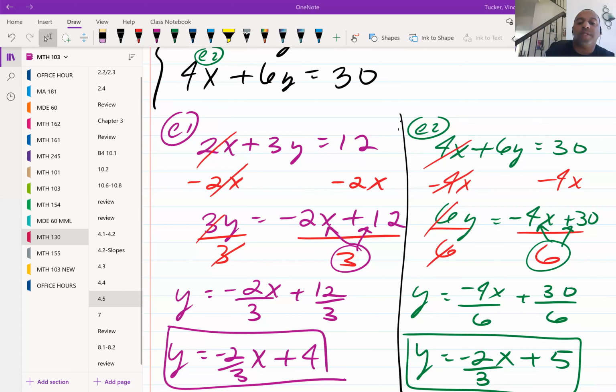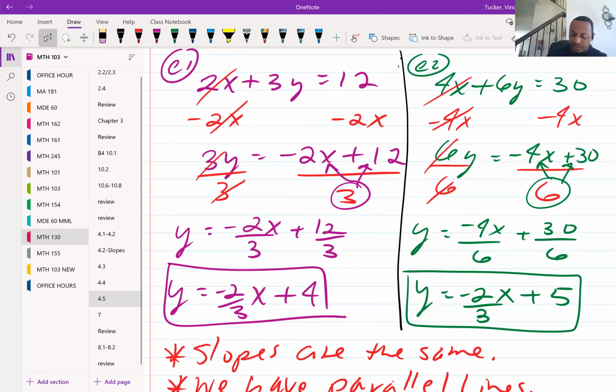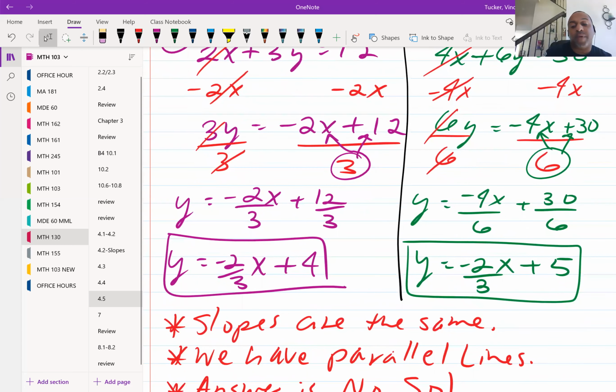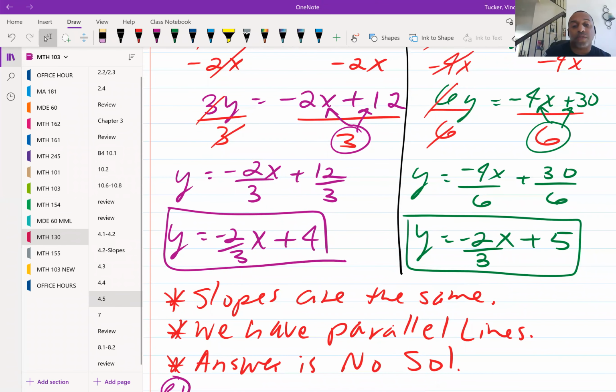All right, scrolling up. So after we have both of our equations solved for y, simplify as much as possible. Like I said, this is one of the reasons why I like to solve for y: I can compare both of my equations. Remember, the number that's sitting in front of x is your slope. And so we see that the slopes are the same. If the slopes are the same, that means we have parallel lines. And since we have parallel lines, our answer is no solution.